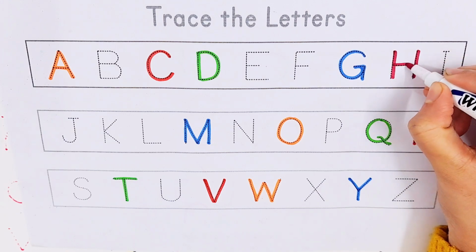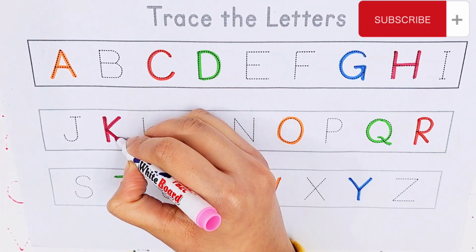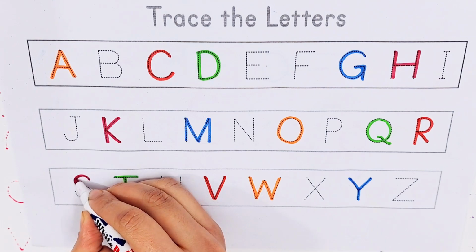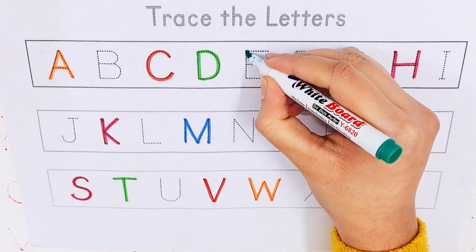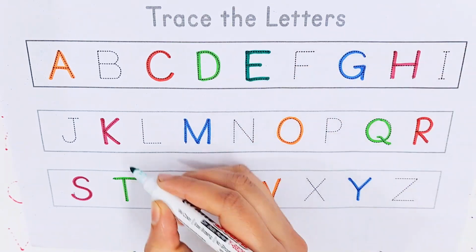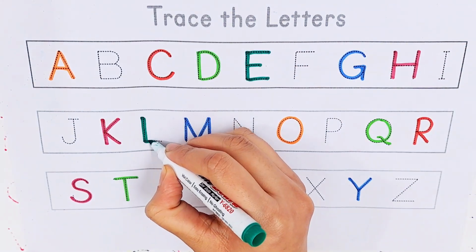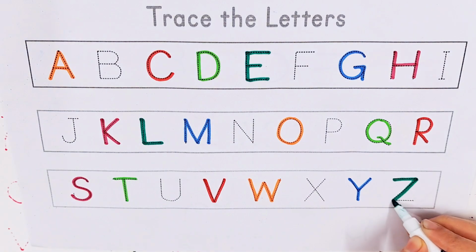H for house. K for kids. S for sun. E for eggplant. L for lychee. Z for zero.